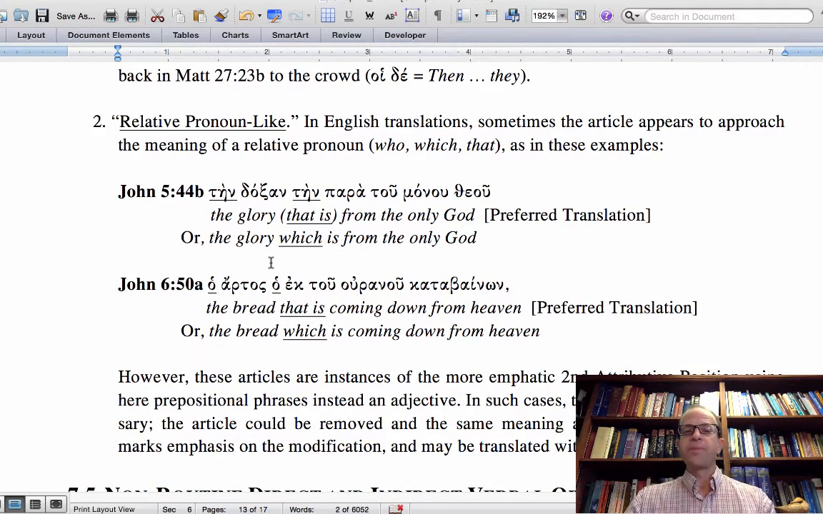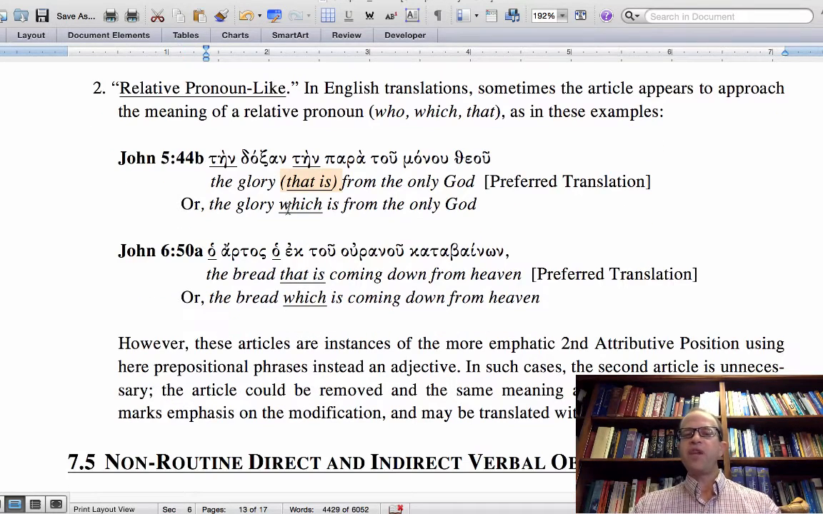Sometimes the article may seem to be translated like a relative pronoun. The glory which is from the only God. However, this really only marks the second attributive position. I have favored that is, the glory that is from God, because I think this helps convey the emphasis there.